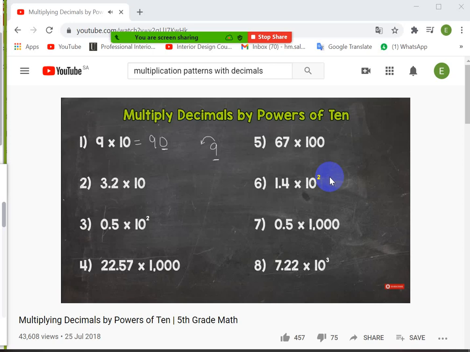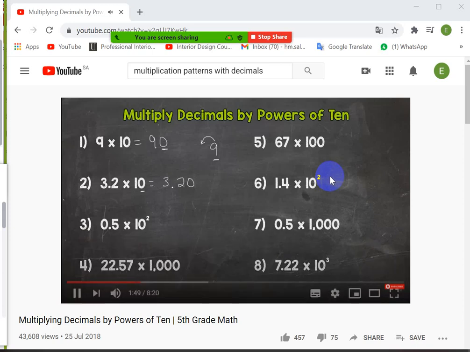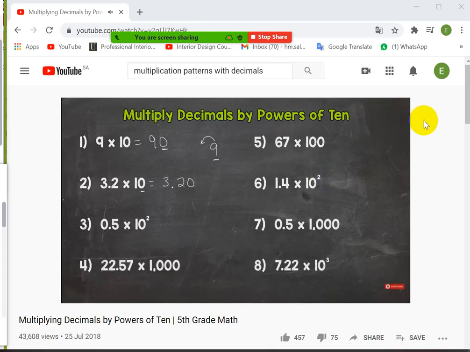So with decimals, let's take a look at number 2 here. We have a 3 and 2 tenths. So we look at our 10 here and we have 1 0. So that means with whole numbers, we could have put 1 0 on the end to push everything to the correct place. Well, let's see what happens when we do that with a decimal. Let's put 1 0 at the end. We get 3.20 or 3 and 20 hundredths, which is equivalent to 3 and 2 tenths. So we didn't change the value at all.